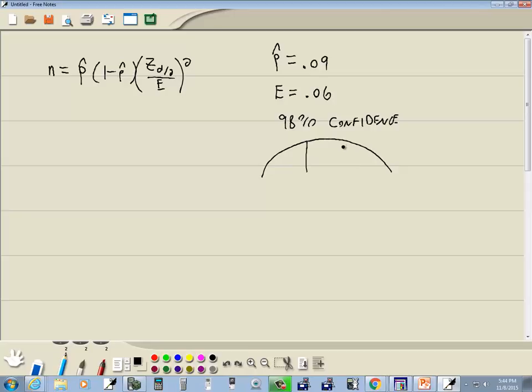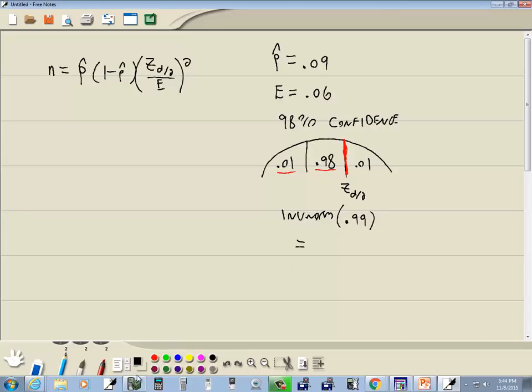If they tell you 98% confidence, we put 98% in the middle, and you split the remaining 2% between the tails, because all this has to add up to 100%. So I put 1% here and 1% over here. Now this is our critical z-score, and we're going to use inv norm to find that. Inv norm is always based upon the area to the left. The area to the left is the 0.01 and the 0.98, so you add those together, and that gives us 0.99.